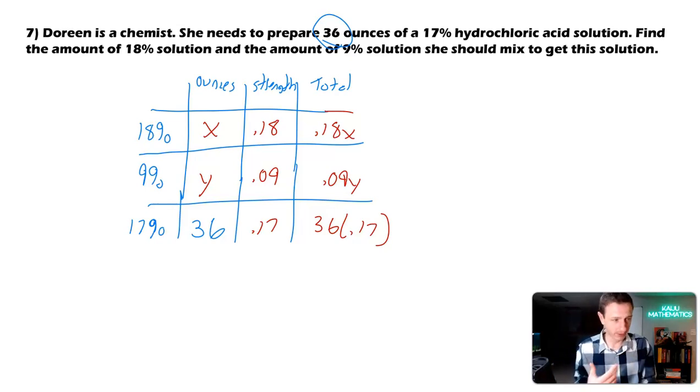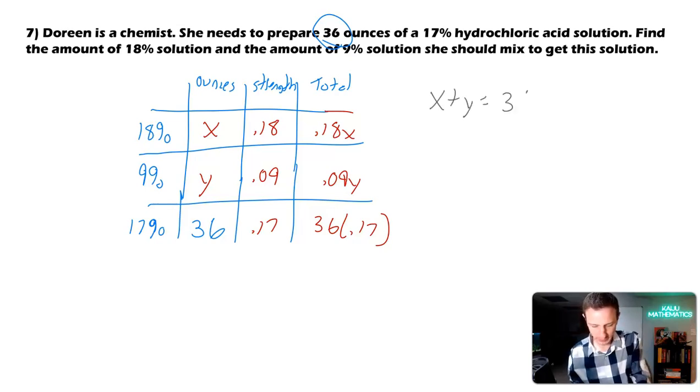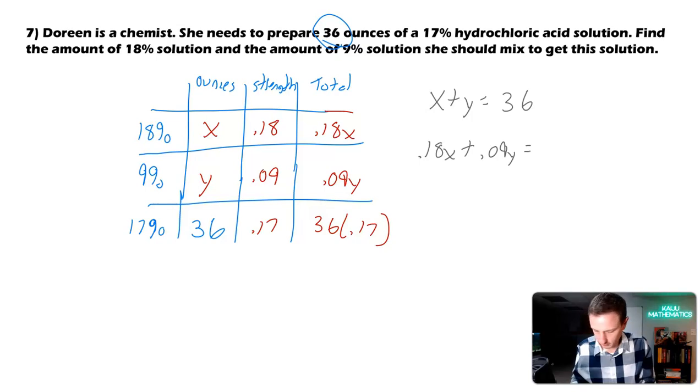So then we can just take out our information. X plus Y is equal to 36. The amount of ounces of 18% solution plus the amount of ounces of 9% solution is going to give us our total amount of ounces. And then we could take our last column, 0.18 X plus 0.09 Y is equal to, I'm going to go ahead and just multiply 36 times 0.17, get that done, which is 6.12.